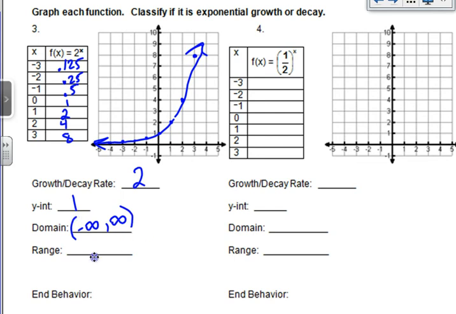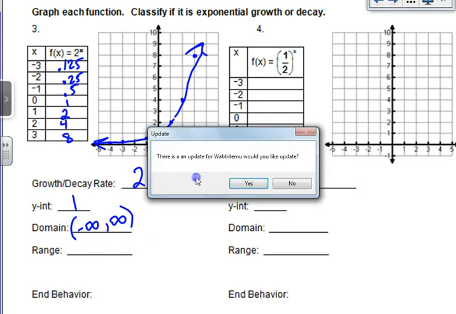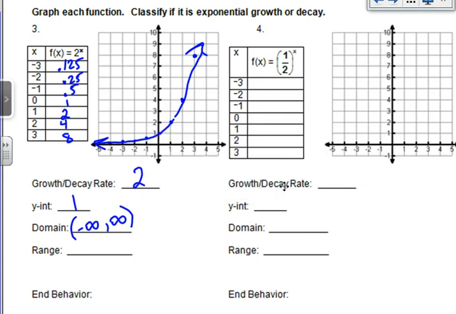And the range is how low to how high. Now notice that the lowest it goes is 0, but it doesn't actually ever get to 0. So we're going to put a parenthesis on the 0, and then it's going to go to infinity. Now, end behavior is a little strange for a growth and decay function. It's a little different from what we saw on our polynomials, but it's still going to start the same way.